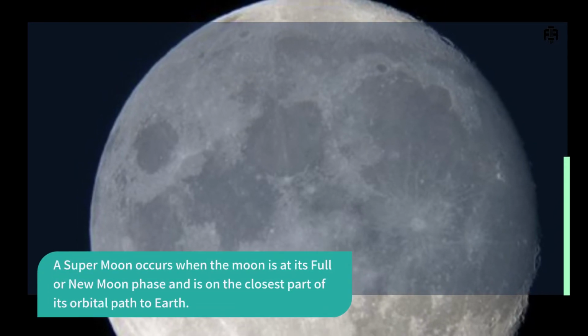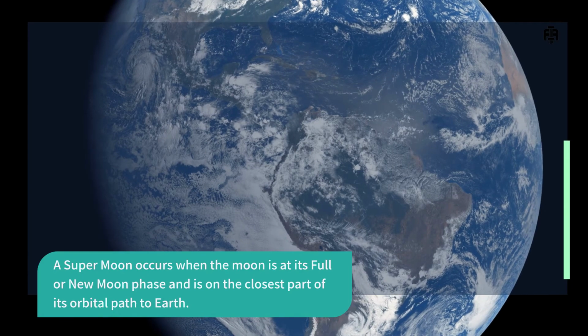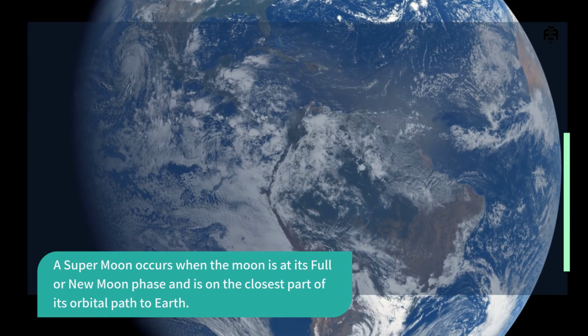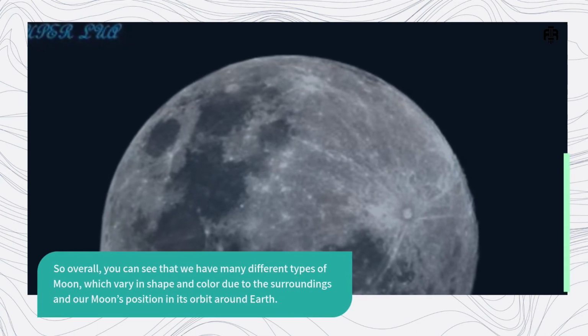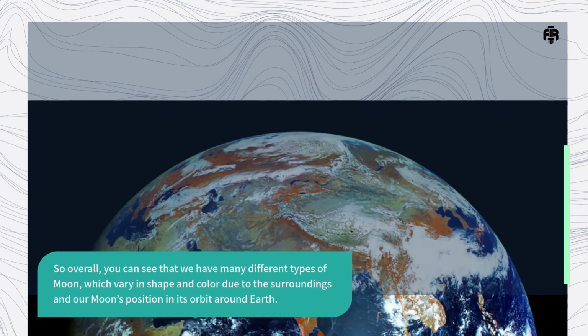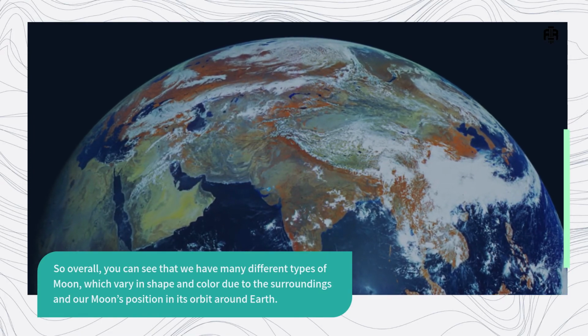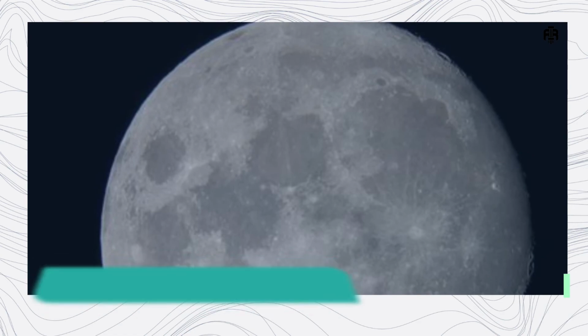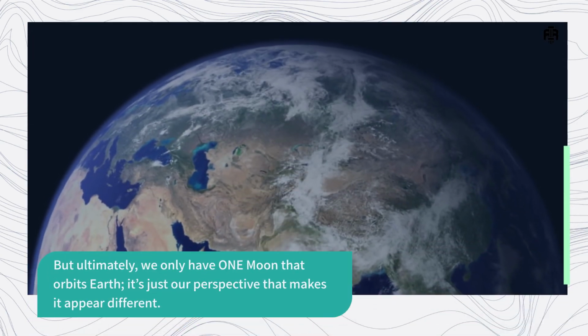A supermoon occurs when the moon is at its full or new moon phase and is on the closest part of its orbital path to Earth. So overall, you can see that we have many different types of moon, which vary in shape and color due to the surroundings and our moon's position in its orbit around Earth. But ultimately, we only have one moon that orbits Earth. It's just our perspective that makes it appear different.